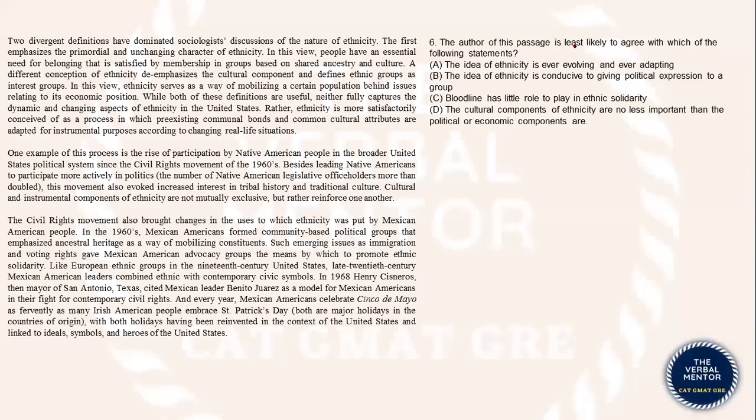Last, author of this passage is least likely to agree with which of the following statements. Okay. Option A, the idea of ethnicity is ever evolving and ever adapting. Author would agree with this idea. This idea is mentioned in the first paragraph itself. The definition of ethnicity is dynamic and changing with the times. It changes according to the changing real life situations, which means he would agree with this. Option B, idea of ethnicity is conducive to giving political expression to a group. Second paragraph proves just that, as we saw. So author would agree with this too.